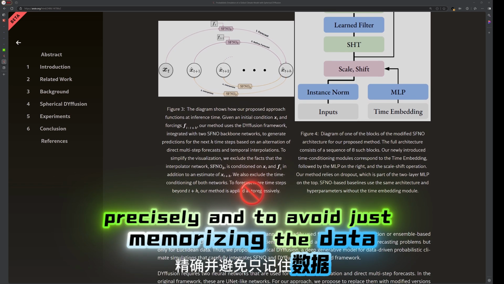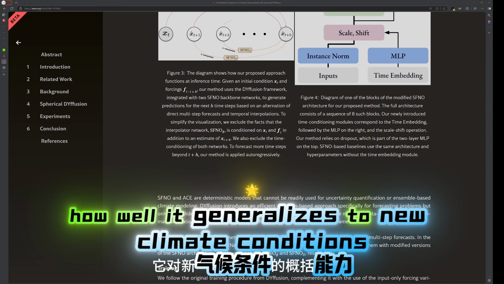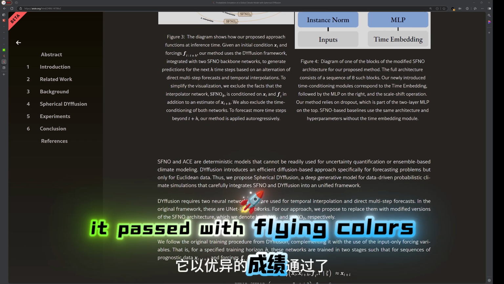Precisely. And to avoid just memorizing the data, they tested it on a separate 10-year simulation, seeing how well it generalizes to new climate conditions. How'd it do? Pass or fail? It passed with flying colors.